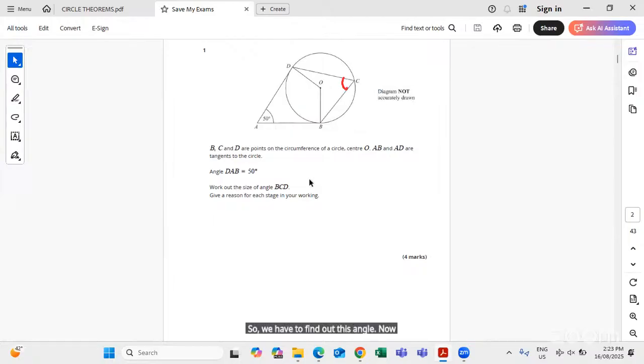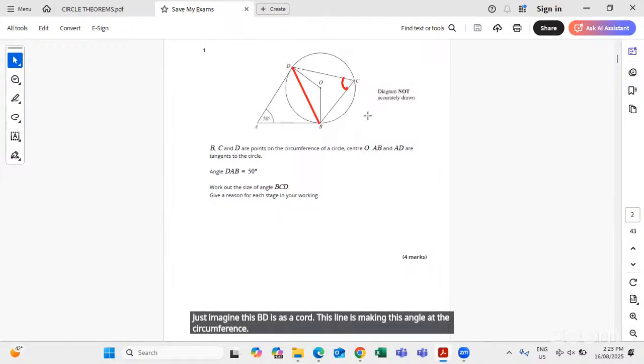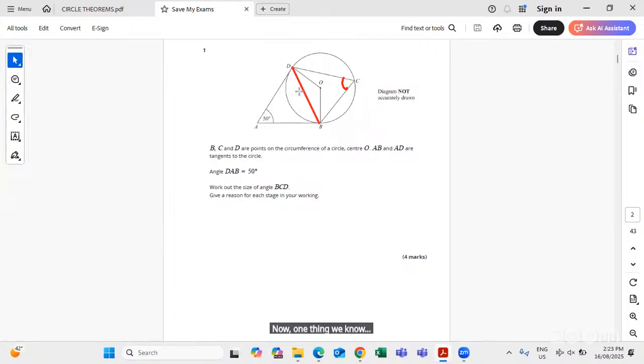Now, if you see, this angle is made at the points B, C and D. So just imagine a chord BD. This chord is a straight line. Let me draw it as a straight line. This line is making this angle at the circumference. Now, one thing we know in relation to the chord and the angle at the circumference: there is no other point in the same segment.